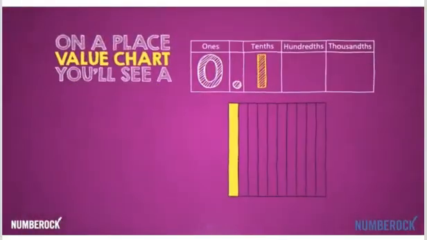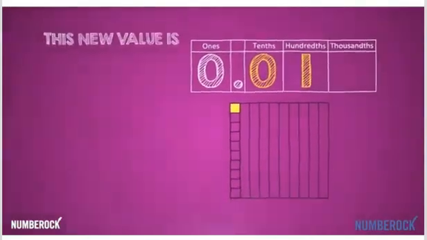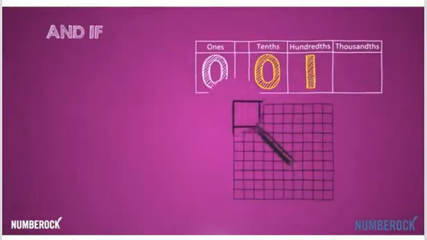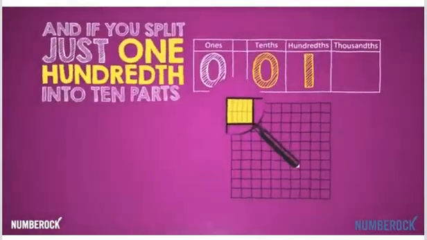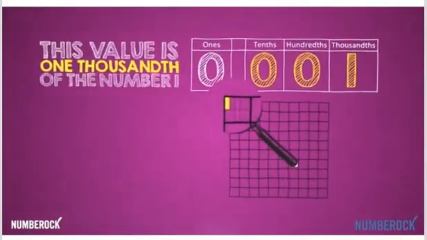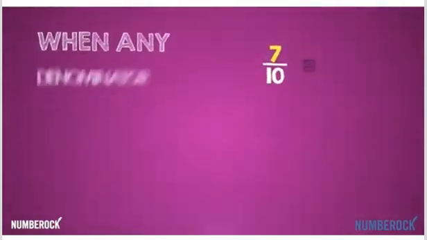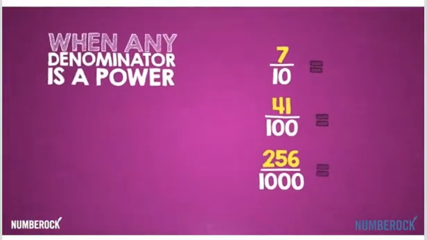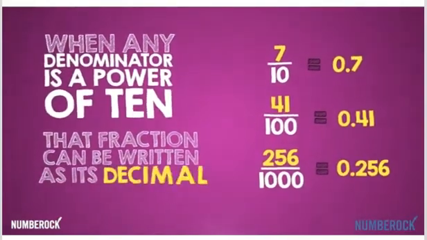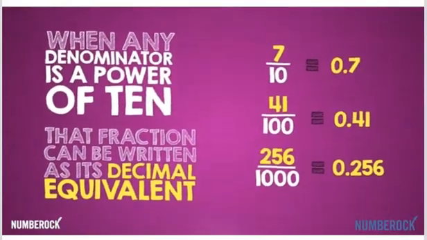On a place value chart, you'll see a pattern start. If you split 1/10 into 10 equal parts, this new value is a hundredth, and in every case 100 hundredths equals one whole in the ones place. And if you split just a hundredth into 10 parts, that's the next place on the place value chart. This value is a thousandth of the number 1. Like every decimal, it's a special fraction. When any denominator is a power of 10, that fraction can be written as its decimal equivalent.